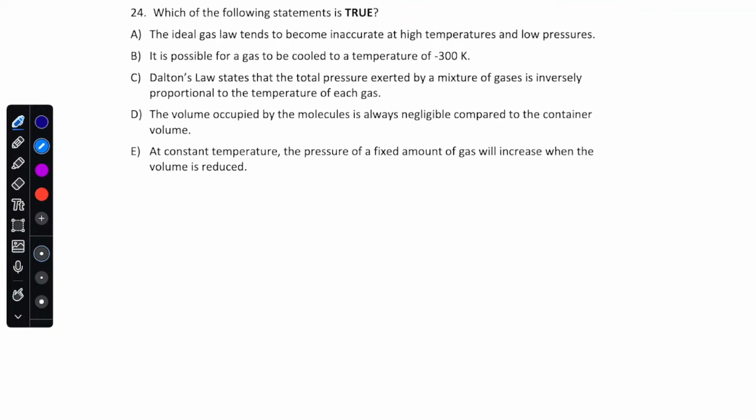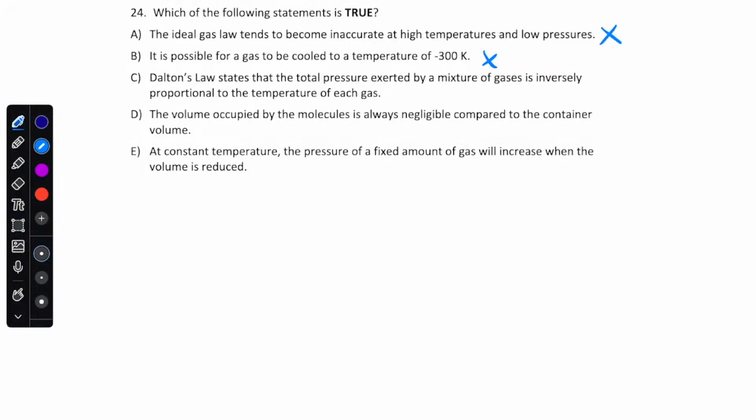24, true, false. Which of the following is true? Ideal gas law tends to become inaccurate at high temperatures and low pressures. It's actually low temperatures and high pressures. Both situations force those molecules to be close to each other. And when they're close to each other, the volume they take up starts to become important. And the other thing that happens is intermolecular interactions, IMF, start to become important as well. So no, it's not A. It's possible for a gas to be cooled below minus 300. That's below absolute zero, so that's also not possible.